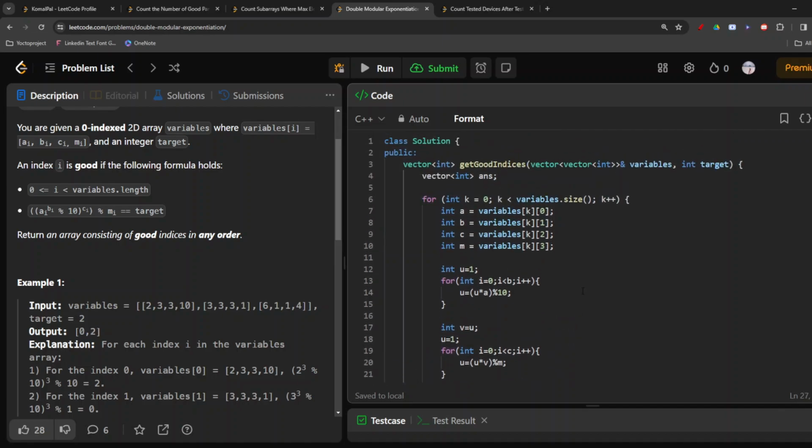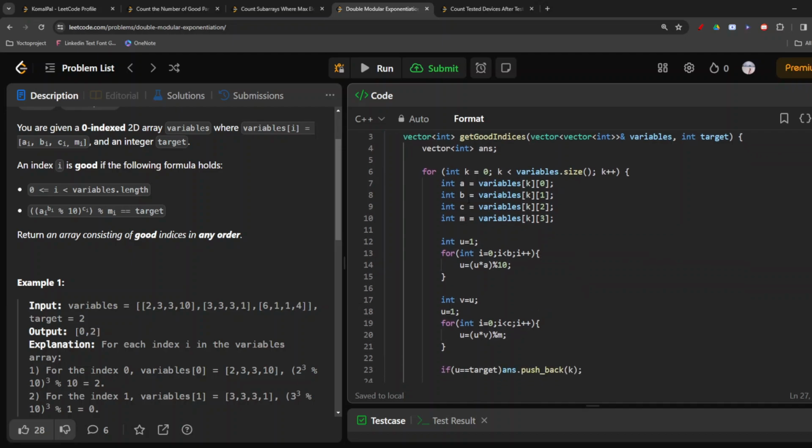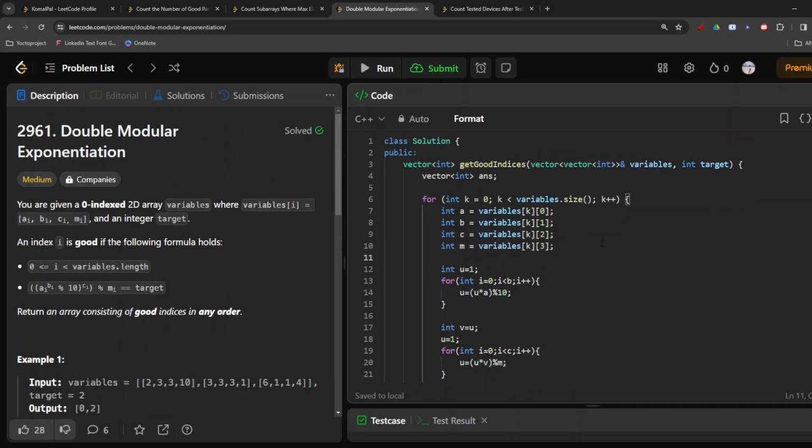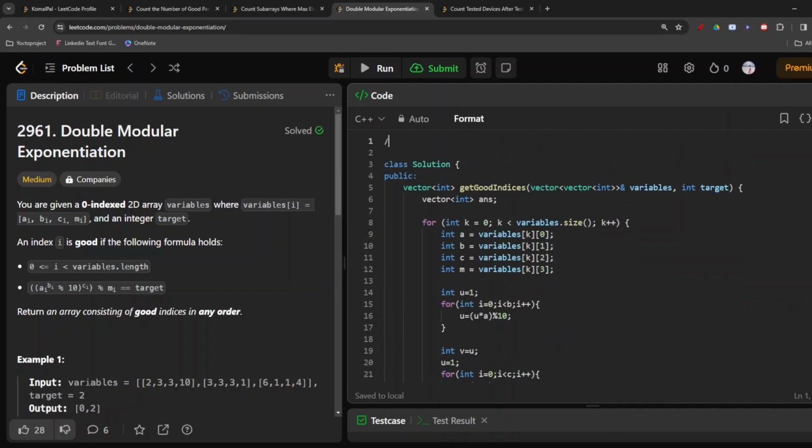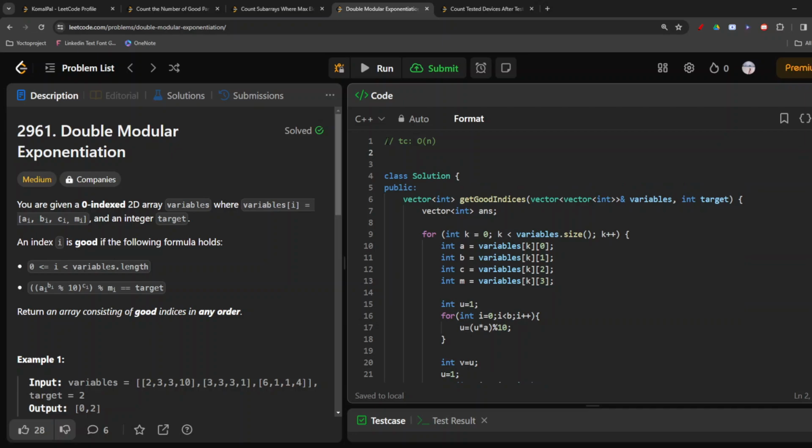So this is how we will do this particular question, and as you can clearly see, this is an order of n solution, where n refers to the length of this variables vector, that is a sort of matrix which is given to us. The time complexity is basically order of n here, and for space complexity we have not taken any extra space, just variables, so the space complexity here is order of 1.